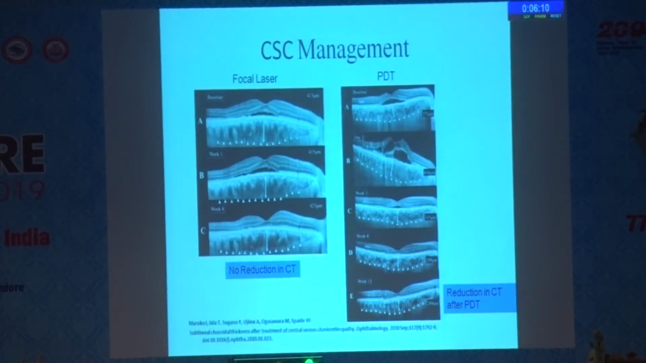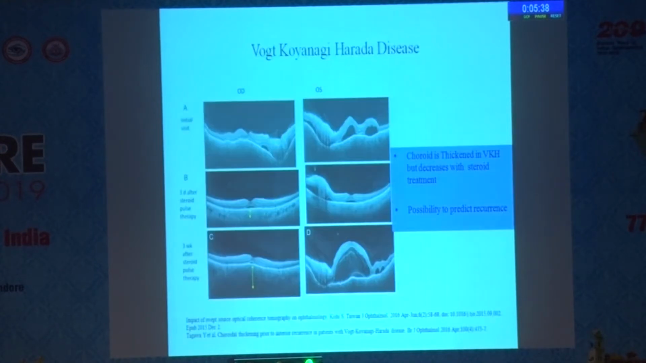Furthermore, in CSC management, right from the concept and understanding up to the management, choroidal imaging has really helped us, and we have learned a lot. For example, in this particular patient, after focal laser you can see a quite thick choroid, and the choroidal thickness doesn't change. While after PDT, the choroidal thickness goes down further. So we could understand that the two treatments work in different ways, and PDT could be a better option for treating this in the long term.